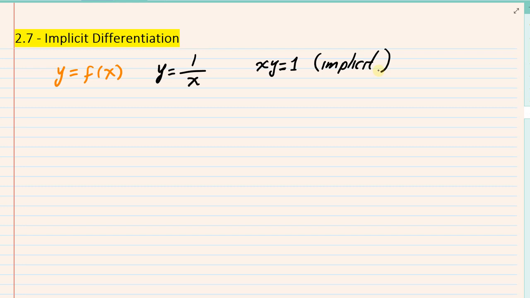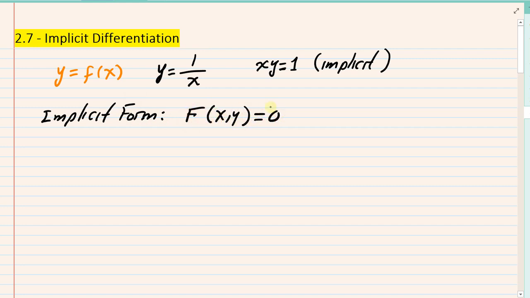In fact, the general implicit form of a function of two variables, one dependent and one independent, is f of x, y equals 0. So for example, xy equals 1 can be written as xy minus 1 equals 0. You see how that is in the form of a joint function of x and y equals 0.